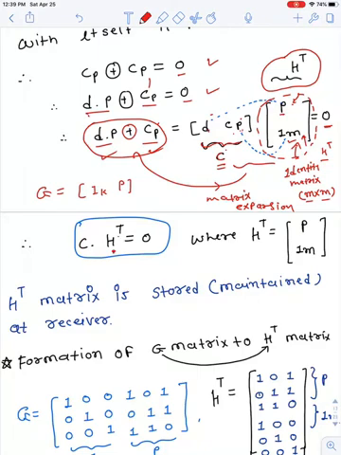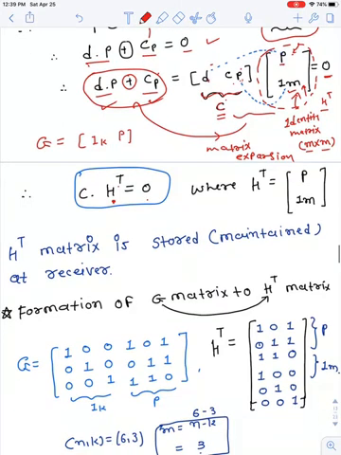T is for transpose and H is the H matrix, so it is known as the transpose of the H matrix, and it would be a 0. And how can we define HT separately? HT, the transpose of H, is the parity matrix P and IM. And this HT matrix is very important because it is stored or maintained at the receiver, in the memory of the receiver.